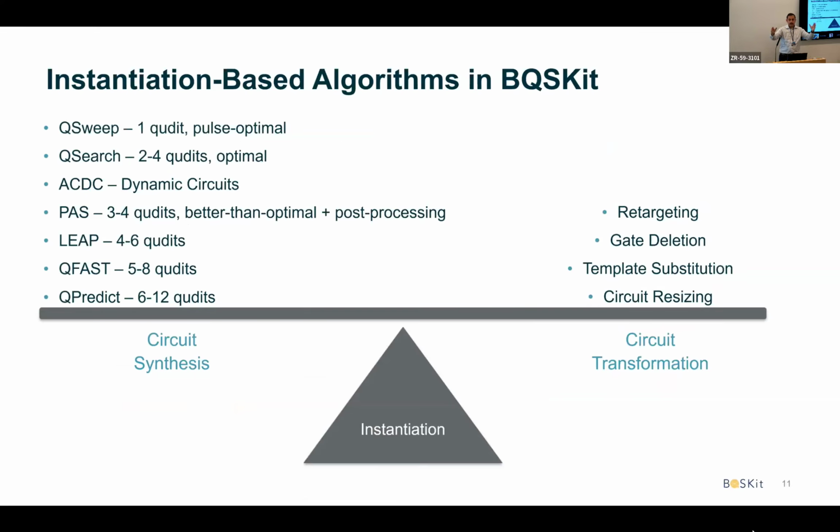So instantiation is this primitive inside of BQSKit. It's at the bottom of everything that we do. On the left here, I have an example. This is just an example of all the things that we can do in BQSKit. On the left here, we have circuit synthesis. So we have a variety of different synthesis algorithms for different use cases. And on the right, we have circuit transformations. We can do things like retargeting, gate deletion. We can do template substitution and circuit resizing. The core idea here is that we can do a lot, and instantiation is really underneath all of it.